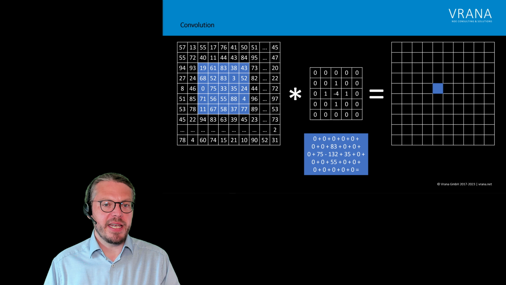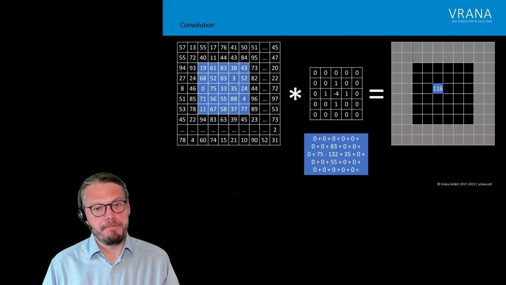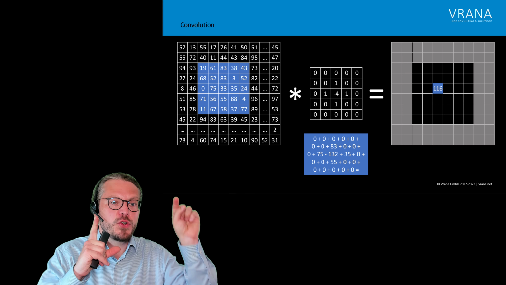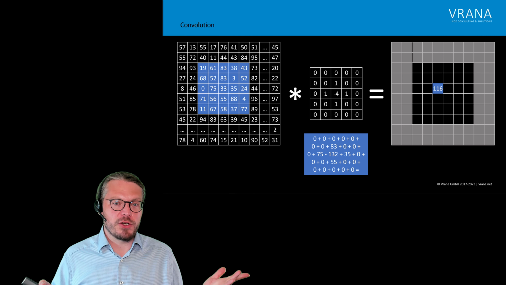When we calculate that, it comes down to this. And finally, we can calculate that this is the number 116. Now we can calculate that for every single pixel except for a small edge of 2 pixels, because we always need this 5 times 5 matrix to calculate the element in the middle. That's why we cannot calculate the edge.